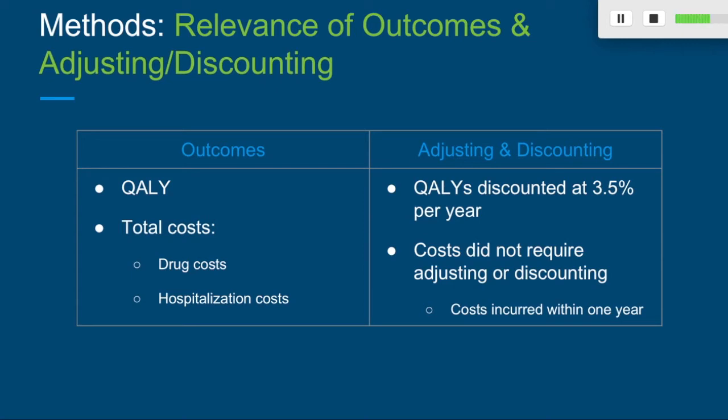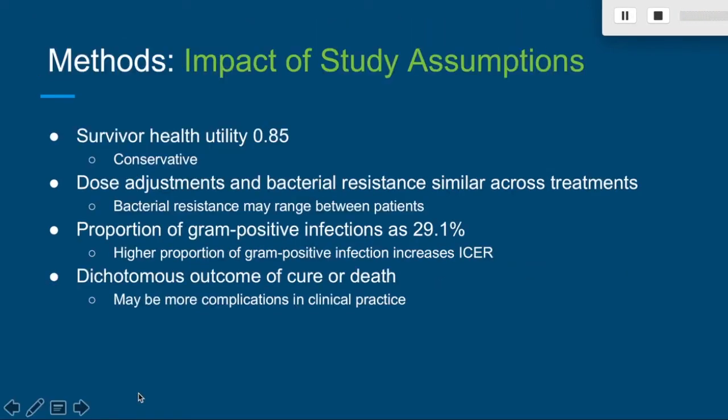The study did not apply the discount rate to costs as they occurred within the first year, since CIAI is an acute infection. The authors referenced where the discount rate came from, which again was good that they were transparent with the source. For quality-adjusted life year, the health utility for survivors is a study assumption at 0.85. The authors also state that this is a conservative measure and even reference another study that offered a health utility for survivors at 0.9.